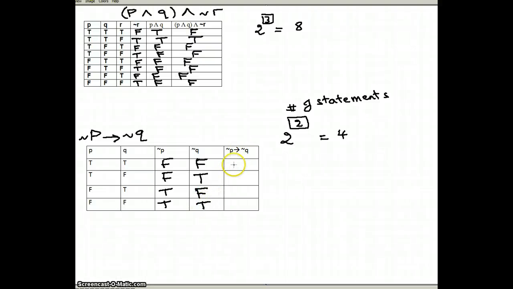Finally, to do the conditional. Again, the conditional only has a false statement when I have true then false. So in this case, false then false is true. False then true is true. True then false is false. And true then true is true. And this would be my final end result. Hope that helped. Good luck.